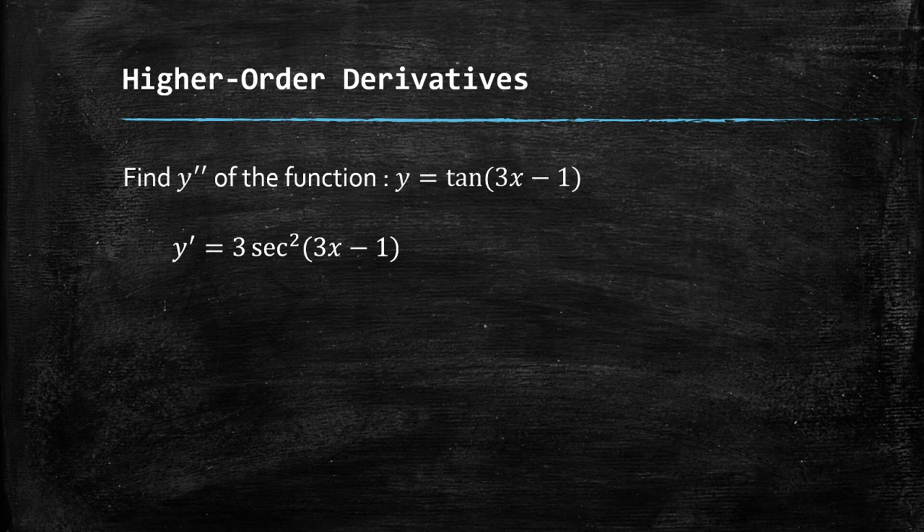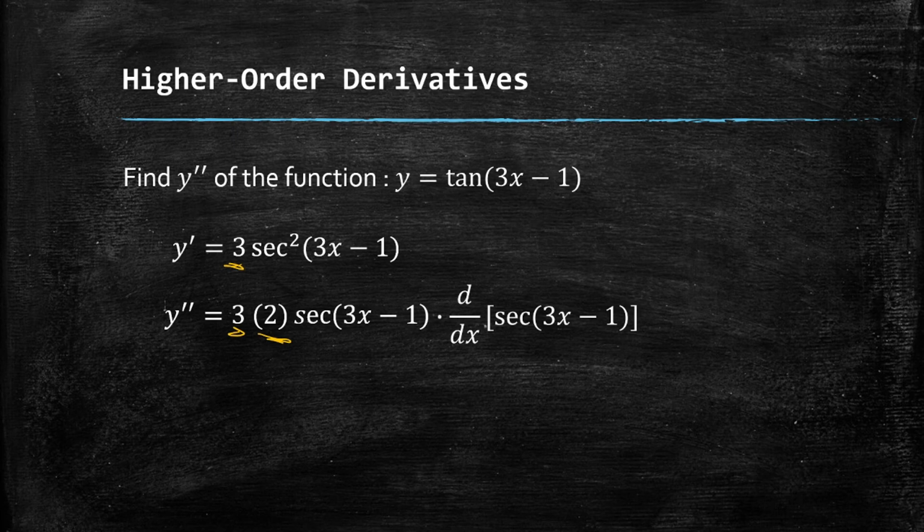And then we'll get the derivative of this derivative. We have y double prime. To get the derivative of our derivative, we will use the scalar rule. So 3 is as is. Then use the power rule for secant of 3x − 1. That's why 2 is here. Then minus 1 for our exponent in secant. And then we'll get the derivative of secant. Because this is the chain rule. Take note, chain rule.